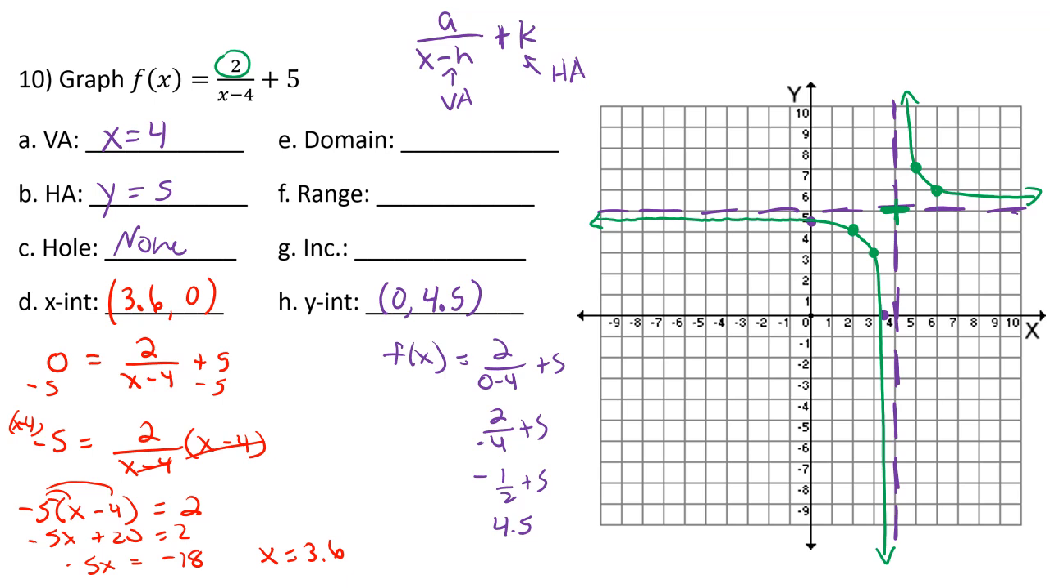Okay, so domain, x is an element of all real numbers, but it can't be any vertical asymptotes or holes, which means it can't be the number 4. Range, y is an element of all real numbers, but it cannot be the horizontal asymptote, which is 5. Increasing interval, once again, an increasing interval is when you're increasing the x's and the y's get bigger, which means you should see something that's going upwards or curving upwards. We don't have that, so there is none.